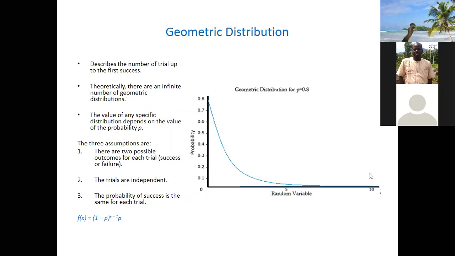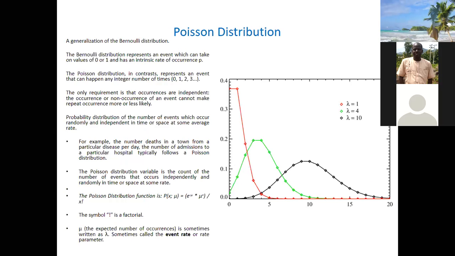Geometric distribution: the number of trials up to the first success. I've said it. Theoretically, there are an infinite number of geometric distributions. Can you see now? Can you see an infinite number of geometric distributions? That shows that there are factors that determine the value of any specific distribution, depending on the value of the probability P.